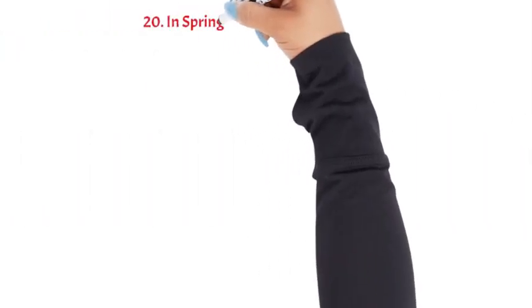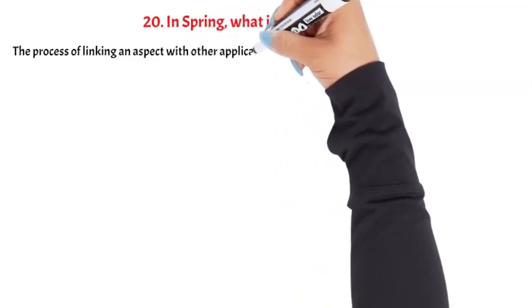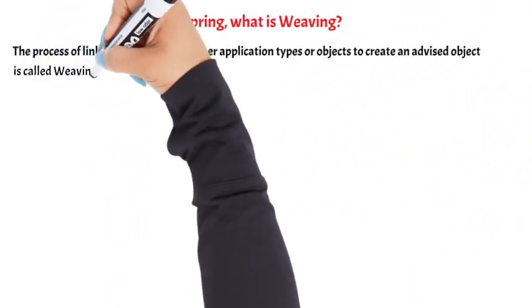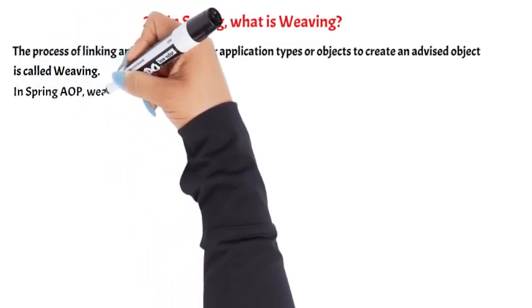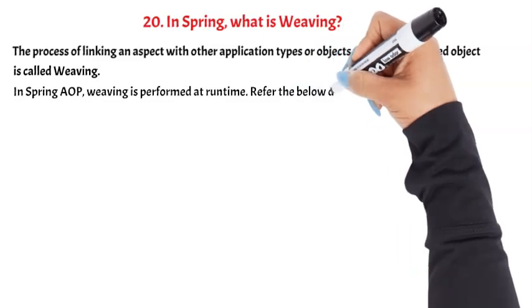20. In Spring, what is weaving? The process of linking an aspect with other application types or objects to create an advised object is called weaving. In Spring AOP, weaving is performed at runtime. Refer to the below diagram.